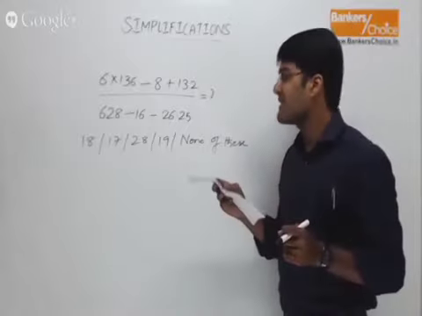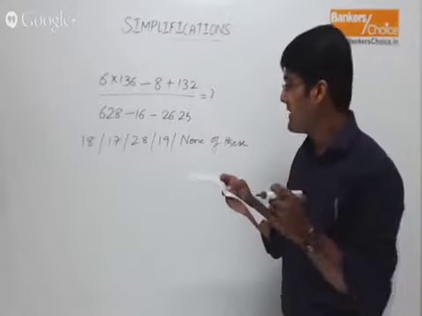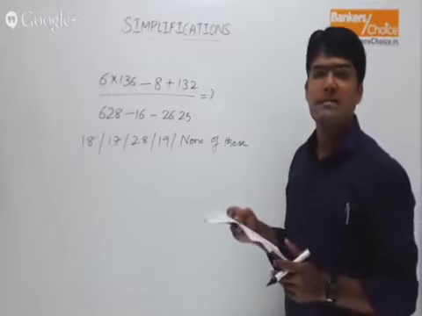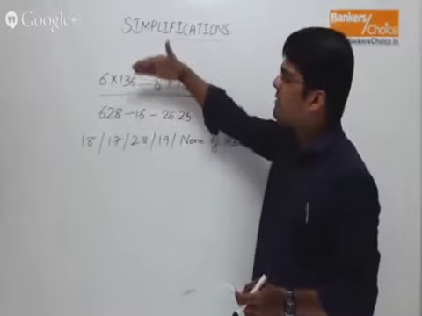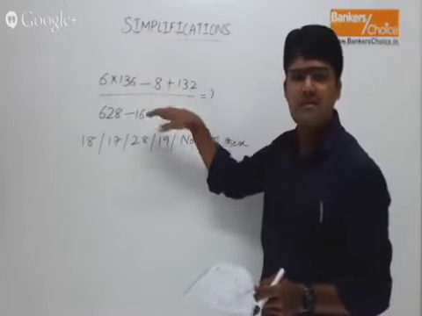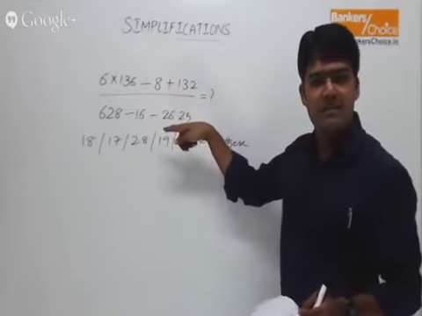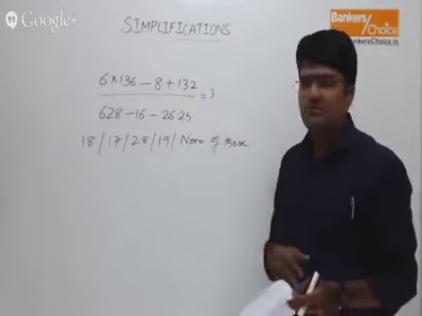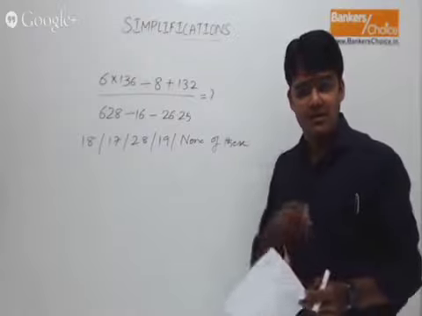Right, so 6 into 136 divided by 8 plus 132 divided by 628 divided by 16 minus 26.25. So that's like a complicated numerator which has got some simplification within it and a similar denominator. So simplify the numerator and denominator respectively and then go for the division part, right? I think 45 seconds you should be able to get the answer. Your time starts now.